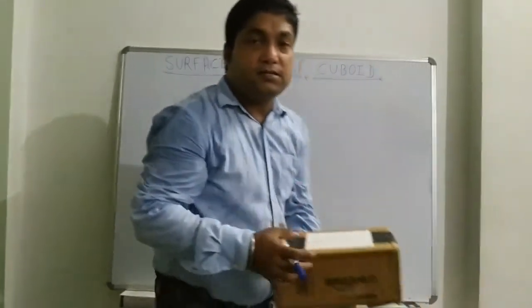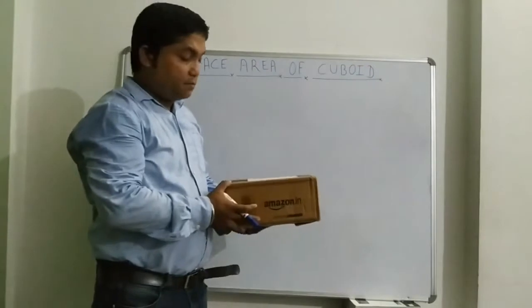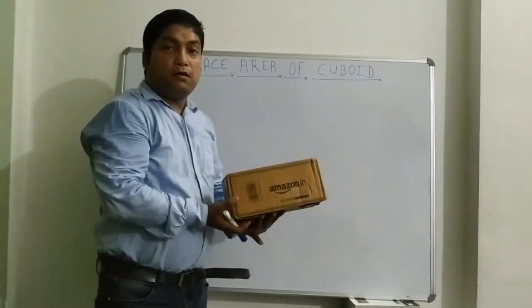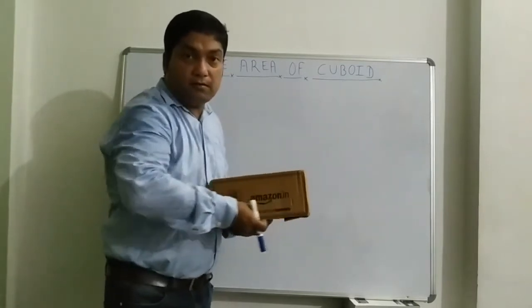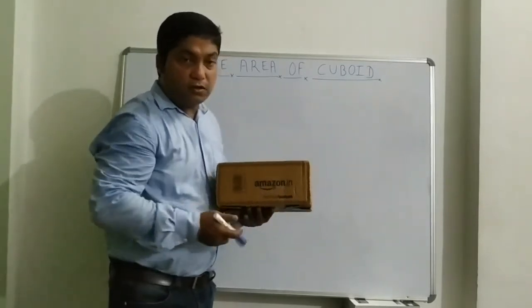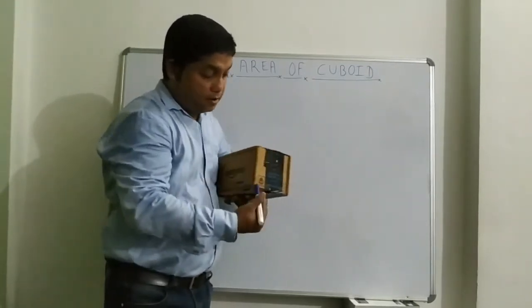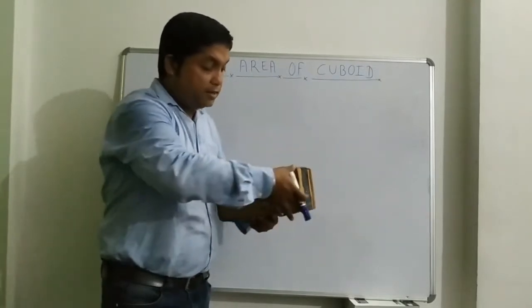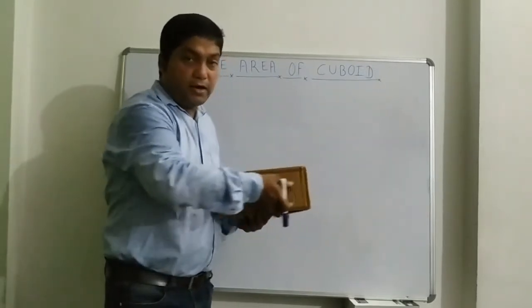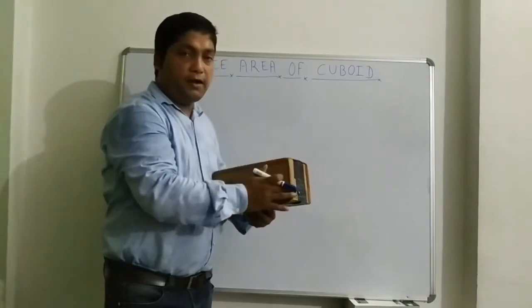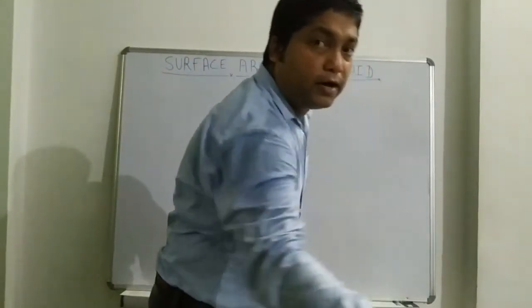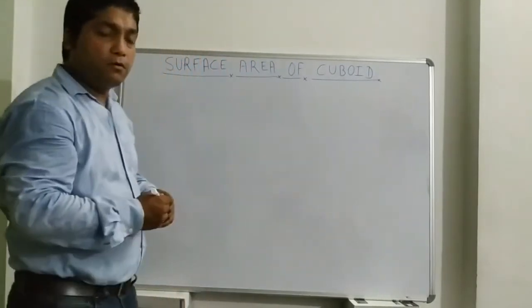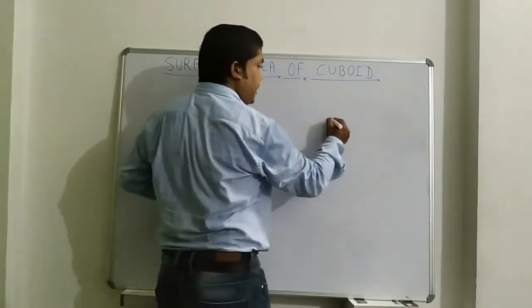Another example is that box, which is also a perfect example of the cuboid. In this cuboid, you have seen that there is a length. This one is called the length, this one is the breadth, and that one is the height. Length, breadth, and height.